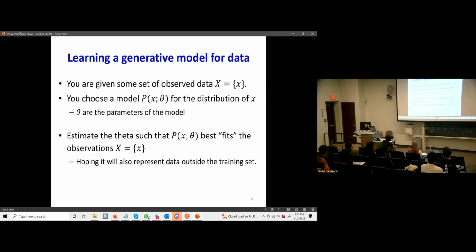So how do we estimate a generative model for data? So let's say I'm given some set of observations, X. I'm going to choose a model, P of X semicolon theta, where theta represents the set of parameters of the model itself. And you want to estimate the theta such that P of X semicolon theta, this is the functional form, right? Which varies with X. Best fits the distribution of the data X that you just saw. The idea is that if I've got a collection of data and make my distribution a best fit to it, then it's also going to generalize to other data from the same source.